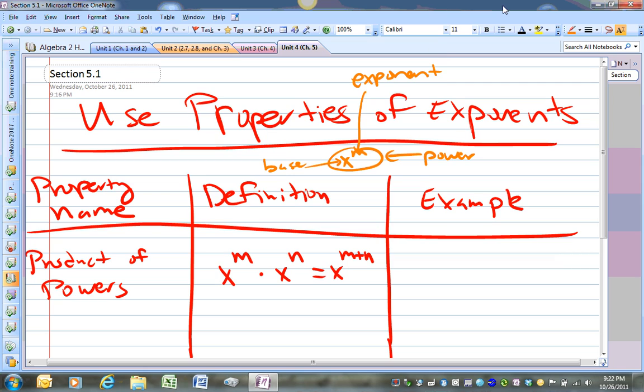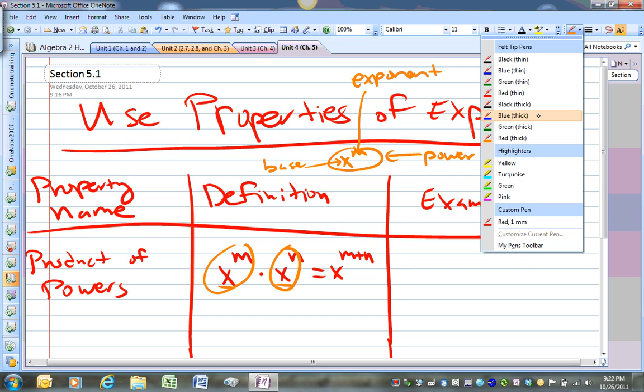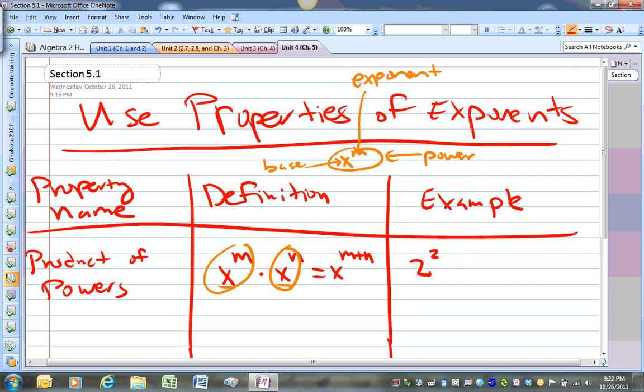So coming back to the properties, product of powers: when you have two powers, one power and another power, that are being multiplied, that's why it's called product of powers, and the bases are the same, we're allowed to add the exponents. So here's an example. What if I have 2 squared times 2 cubed? That'll be 2 to the 5th power. The reason why that's the case is because 2 squared is 2 times 2, 2 cubed is 2 times 2 times 2. And of course it's a total of five 2's. That's why I have 2 to the 5th power.